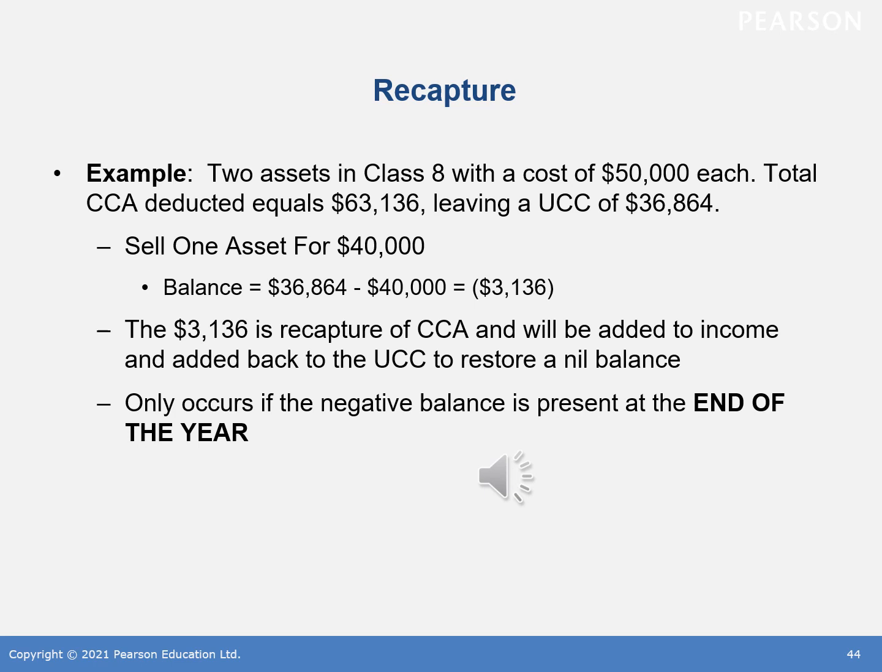We have two assets, class 8, 50 grand cost each. Total CCA taken in the years prior, 63,000, leaving a UCC of 36 and change. And we sold one of the assets for $40,000. So if you look at our balance of the UCC being 36 and change, take away the 40,000, you have a negative UCC of 3,136, which you cannot have. What'll happen then is you'll record this as a recapture of CCA for 3,136 to restore the UCC back to a nil balance. Therefore, you would have no CCA in future years related to the other asset that's remaining.